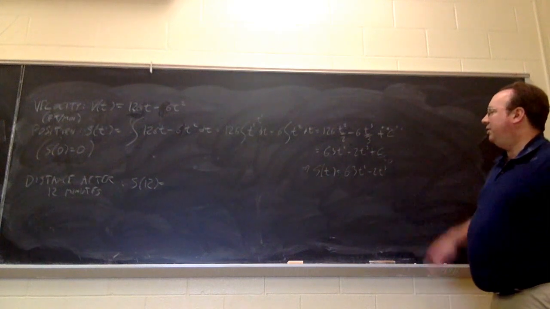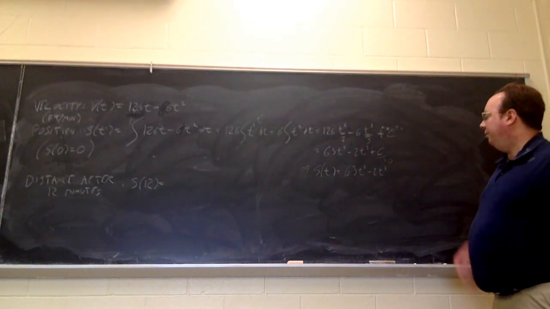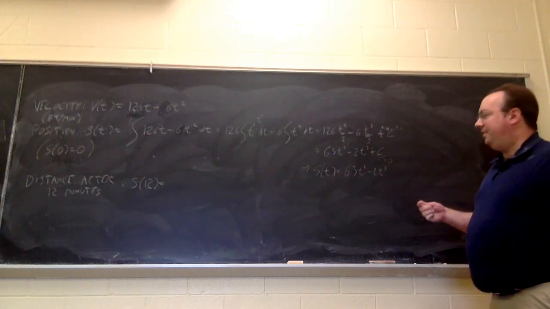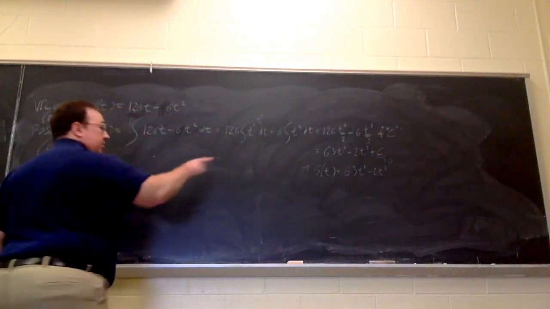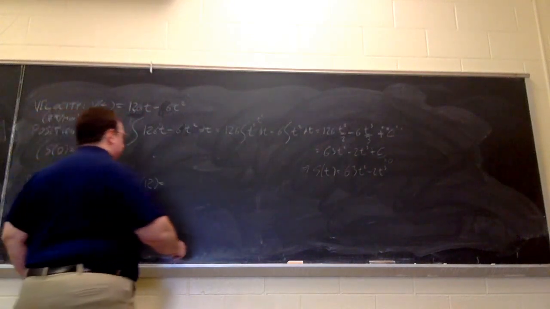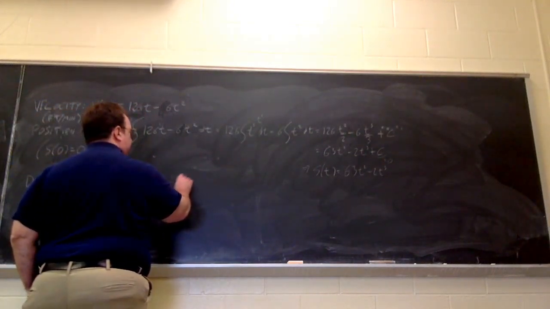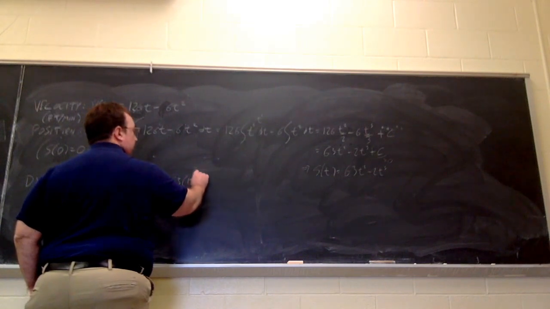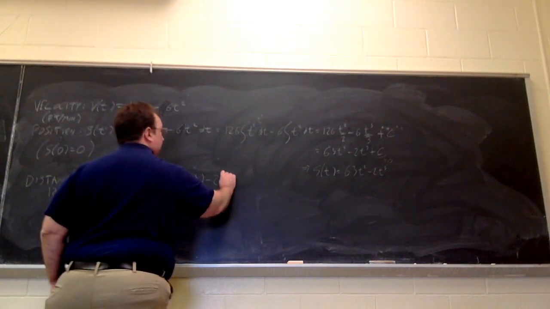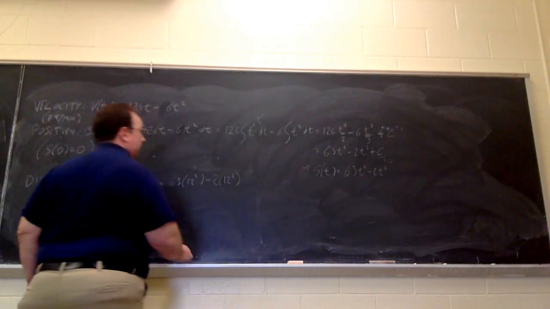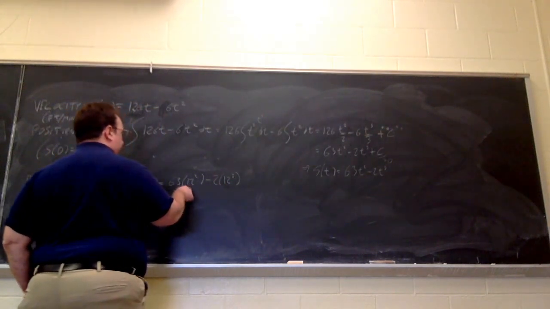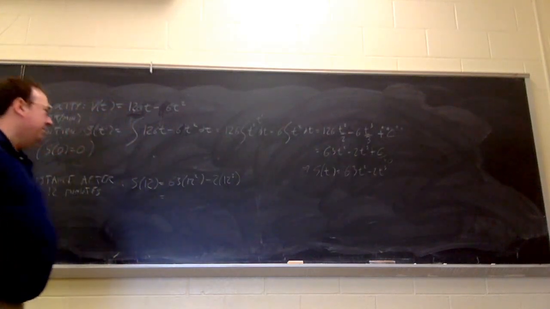So now this is my position function. So position after t minutes is equal to s of t feet. So now I will substitute t equals 12 into that position function. So I have 63 times 12 squared minus 2 times 12 cubed. Okay. So in this case, I think I would need a calculator for this.